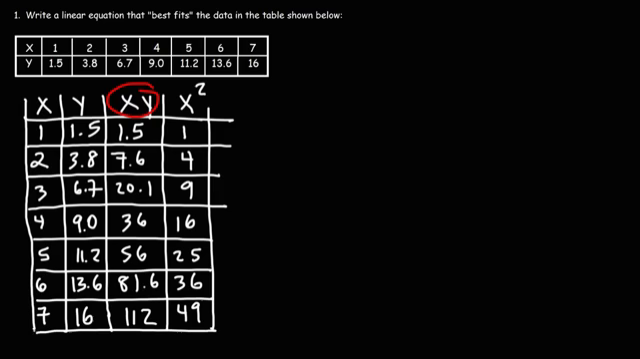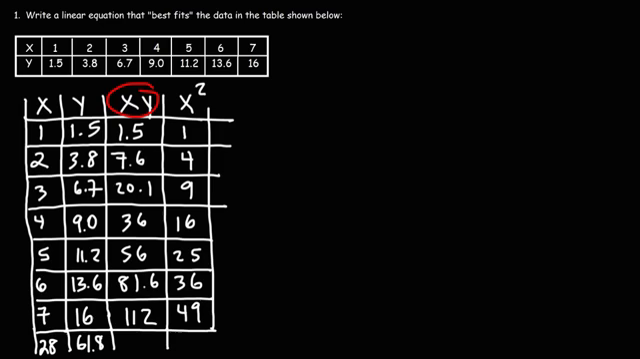Let's start with the sum of the x values. Let's add up every number in the first column: 1 plus 2 plus 3 plus 4 plus 5 plus 6 plus 7. That's going to be 28. Now let's take the sum of the y values. So 1.5 plus 3.8 plus 6.7 plus 9 plus 11.2 plus 13.6 plus 16. That's 61.8.